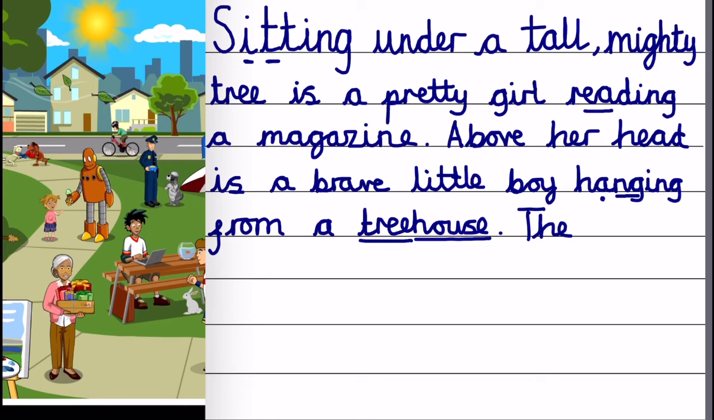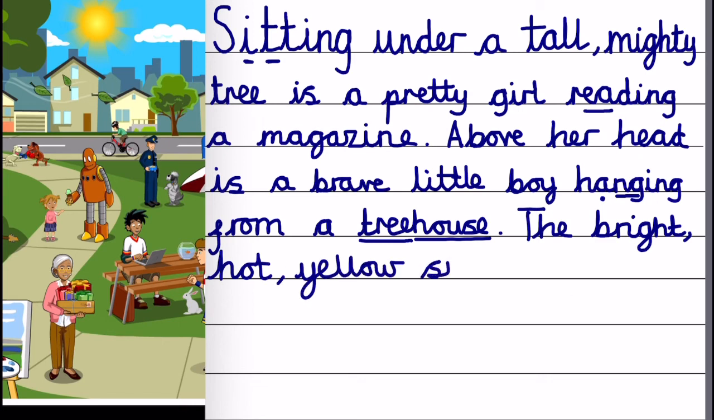Brilliant adjectives. The bright, comma, hot, comma, yellow sun is shining. So the verb is shine. So that's how I write the word shine. So what is the rule for adding ing onto the word shine?